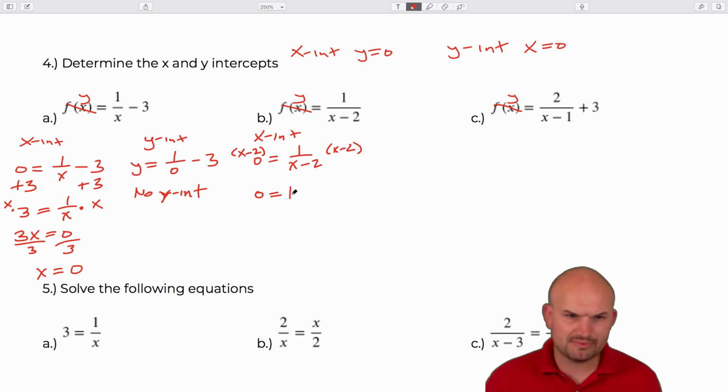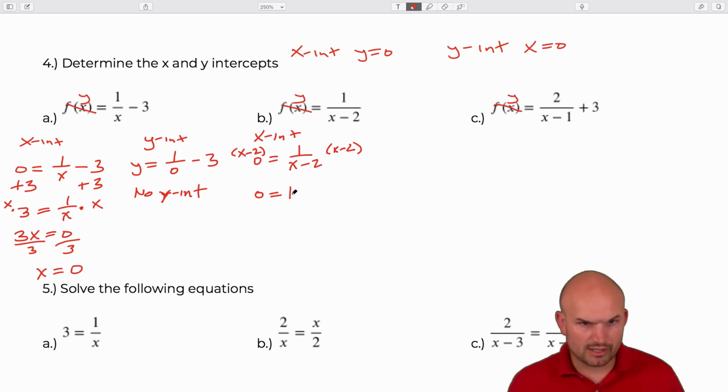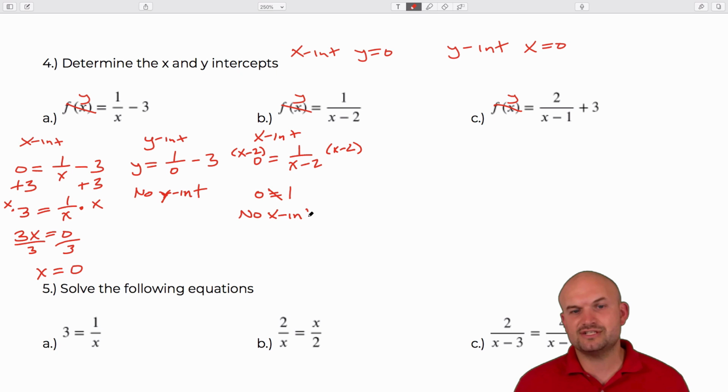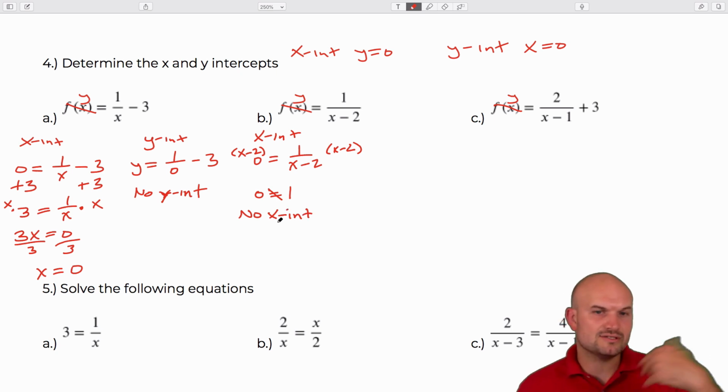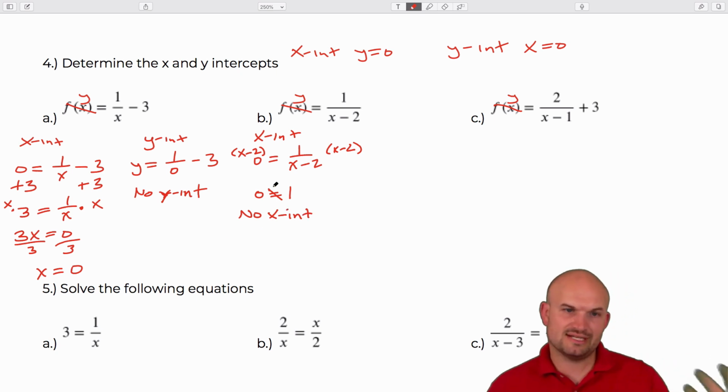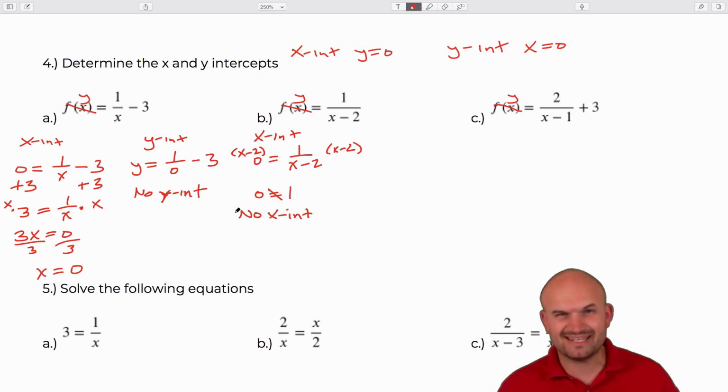Now again, here comes up an interesting thing. 0 equals 1. Well, 0 does not equal 1, right? 0 never equals 1. So therefore, that is an incorrect statement. So since in this equation, trying to solve for x produces an incorrect statement, that shows us, just like with no y-intercept, we can also have no x-intercept. So here's an example of where there'd be no x-intercept. And again, once we look at the graphs, this will make a little bit more sense.